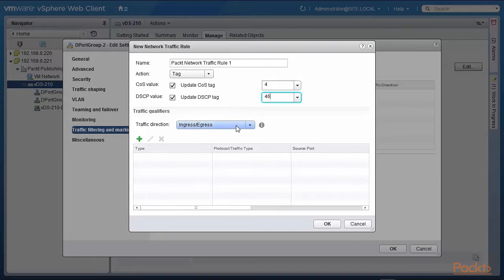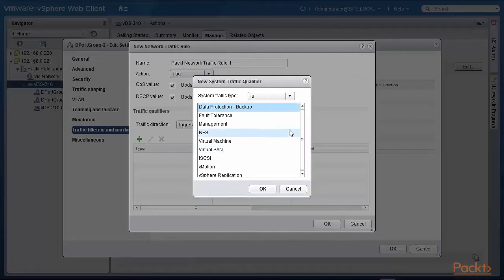I'm going to use this for ingress and egress. The options that we have are both ingress and egress from the switch, or only egress or only ingress to the switch. Now this is the important part. I can either define that traffic using IP or MACs or system traffic. Let's first look at system traffic, because I've given this an expedited forwarding value. These are pre-populated values, so I can either say is or is not.